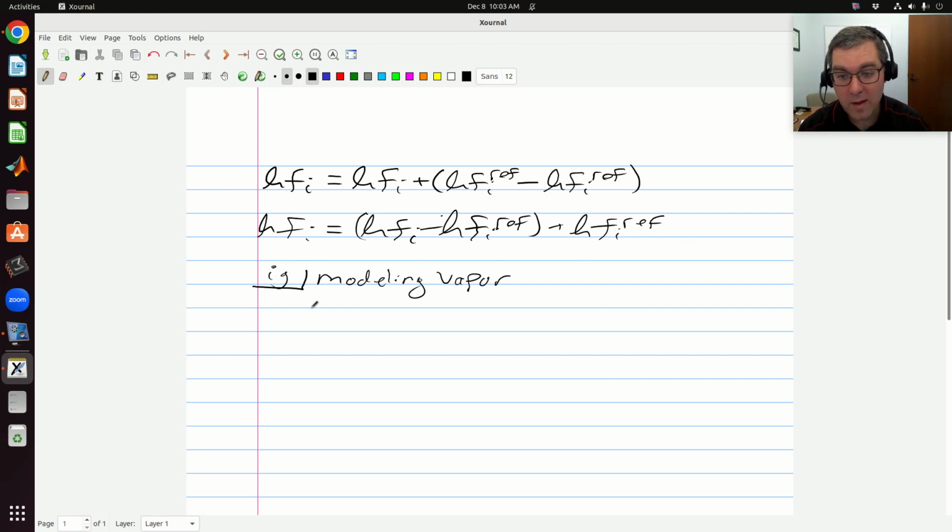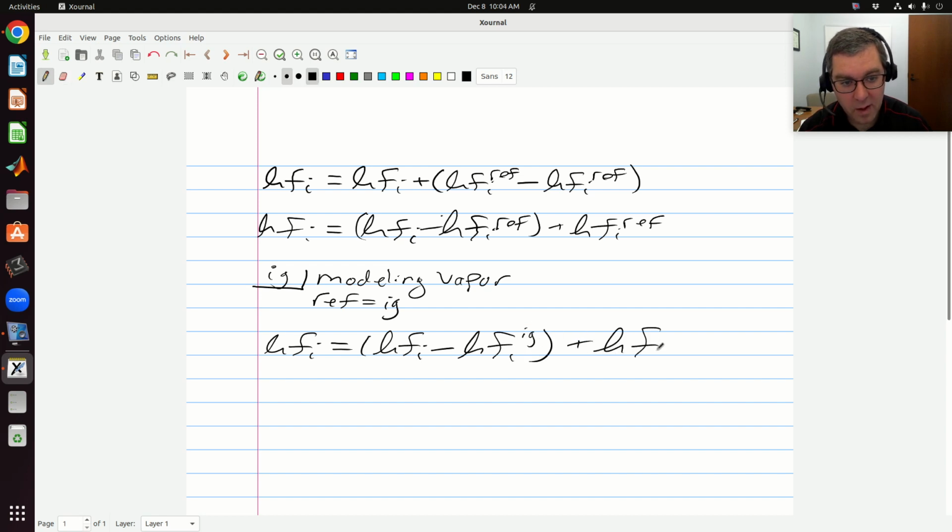Okay, and so in that case, I'm just going to make a note: ref is equal to ideal gas. So when I write this out, I end up with the log fugacity of component i is equal to my deviation term, log fugacity of i minus log fugacity of i, now my reference state is that of an ideal gas, plus log f_i ideal gas. Now this first term, log f_i minus log f_i ideal gas, well, that's just equal to log phi.